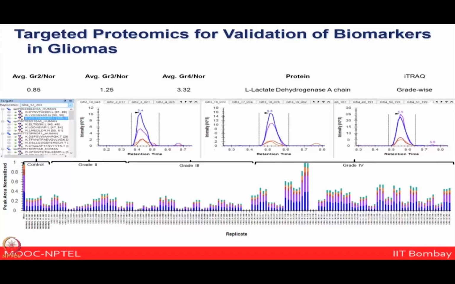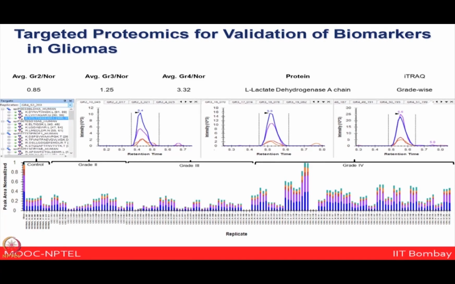One could utilize this information for actual clinical work. For example, we identified some specific targets in one of the studies on brain tumor, and now we are only looking at those targets across a large number of patients. These are patients suffering from various grades of gliomas, grade 2, grade 3 and grade 4. For this particular protein, L-lactate dehydrogenase, we are trying to measure only that peptide across all of these patients, and we see there is much more abundance of this peptide in grade 4, and we had seen a similar result in the discovery workflow when we used the iTRAQ-based work.